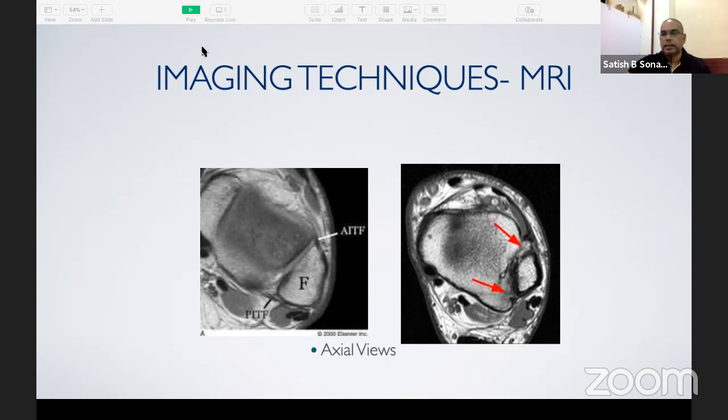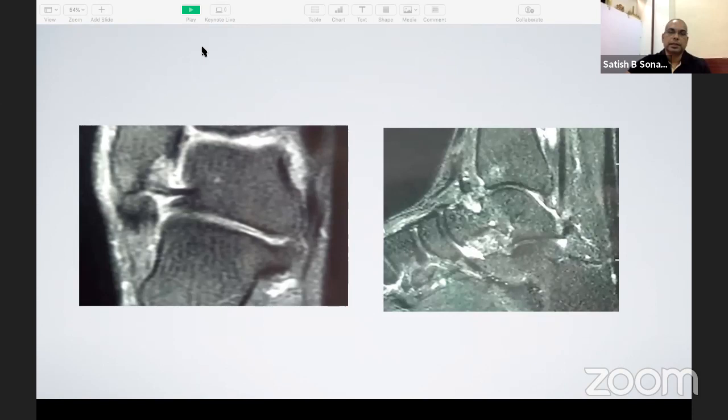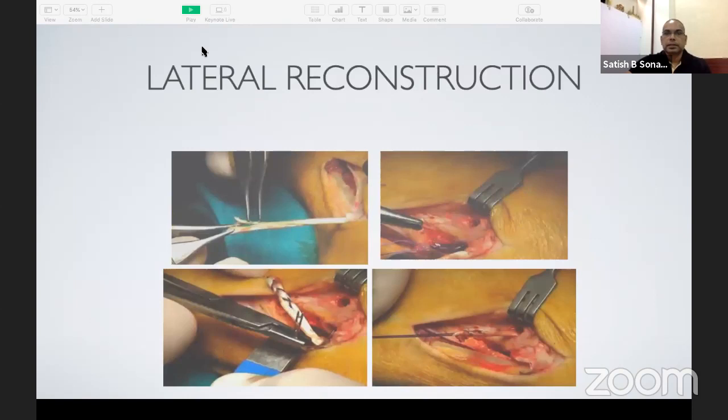And this is the patient whom I operated. You can clearly see the thinned out and stretched out anterior talofibular ligament. There is a big osteophyte anteriorly impinging on the talus with a defect in the talar neck. So this is the open technique. Reconstruction I won't go into.